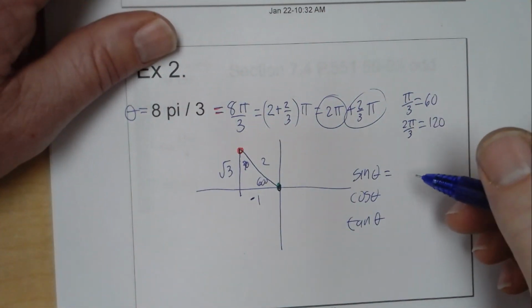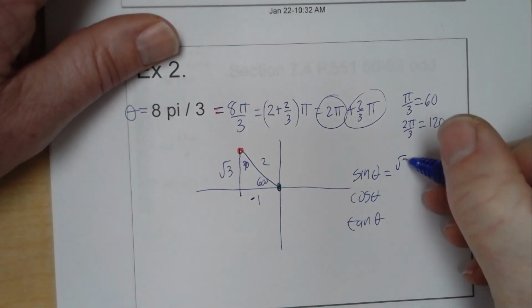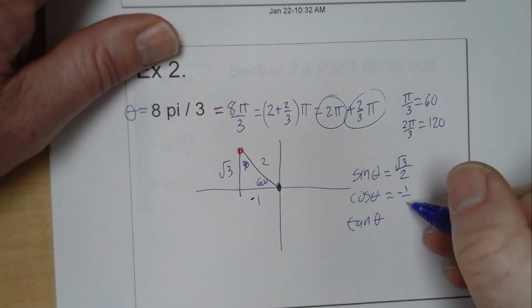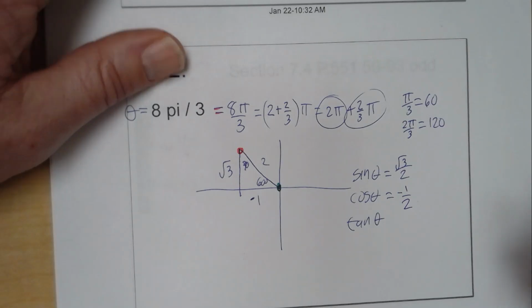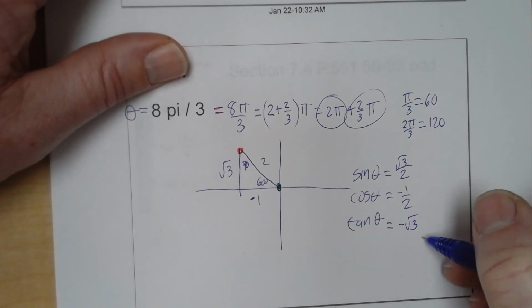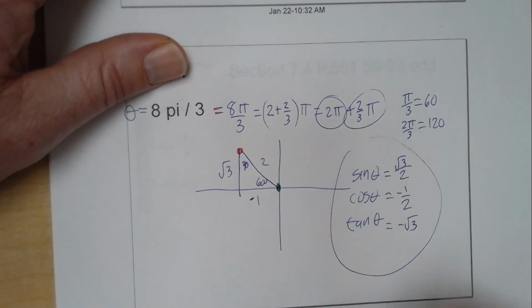And then sine would be square root of 3 over 2. Cosine is -1 over 2. And the tangent would be negative square root of 3 over 1, which is negative square root of 3. Flip them over and you get the other ones.